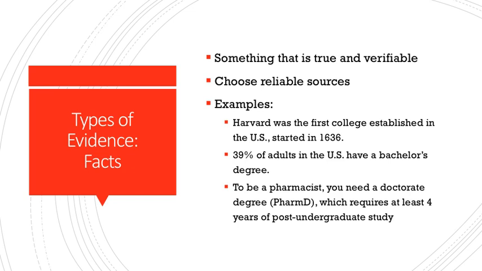Another example, 39% of adults in the US have a bachelor's degree. That is a statistic that we can get, and multiple places have verified, within a couple percentage points. And then the last one, to be a pharmacist, you need a doctorate degree or a PharmD, which requires at least 4 years of post-undergraduate study. And that is just factual information about, say, a program.